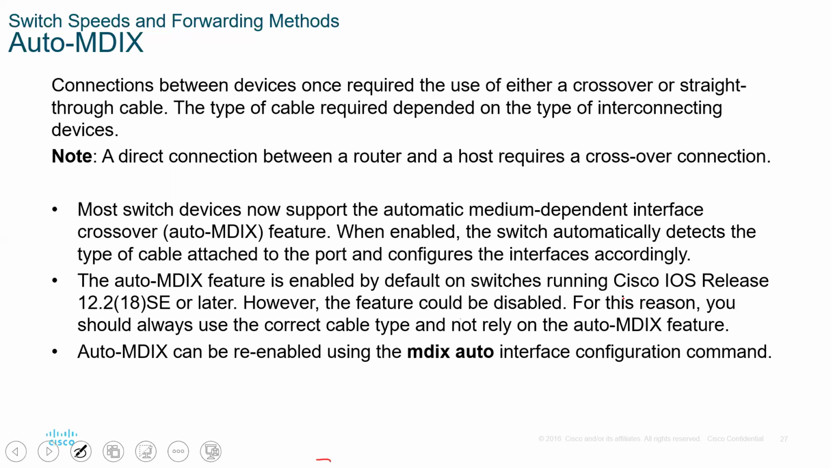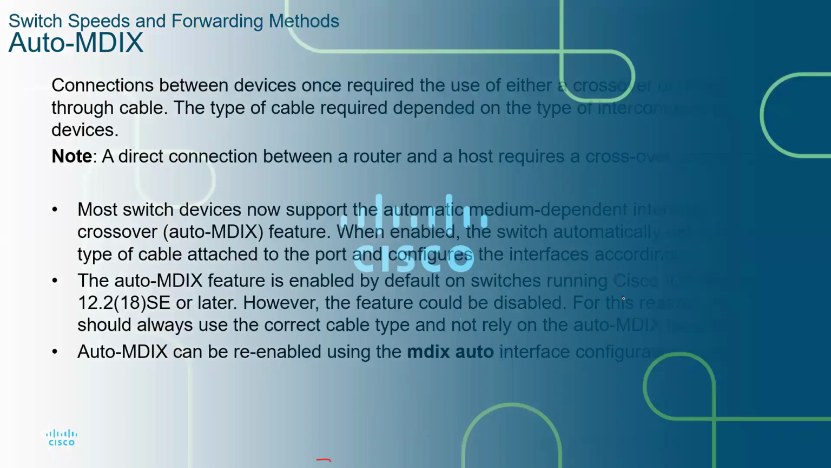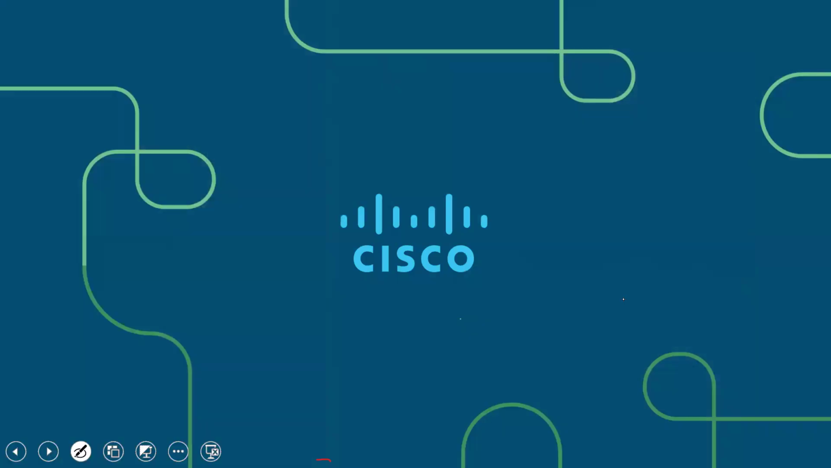The auto MDIX feature is enabled by default on most switches running version 12 and above. However, the feature could be disabled. For this reason, you should always use the correct cable type and not rely on the auto MDIX feature. So this is what we are going to be looking at on the concept of Ethernet.